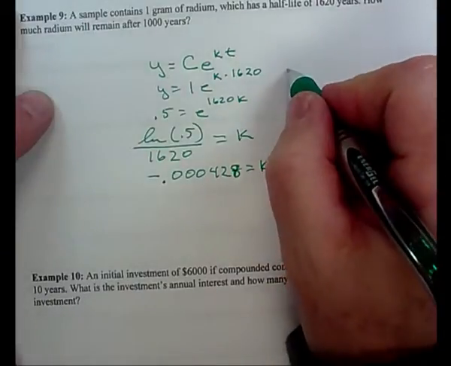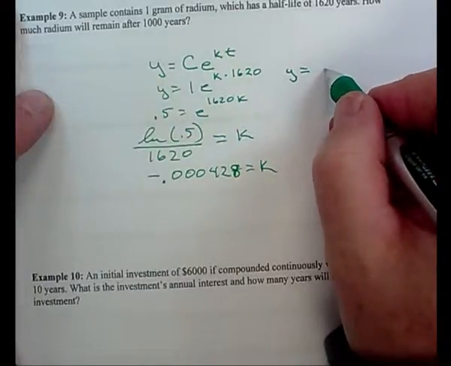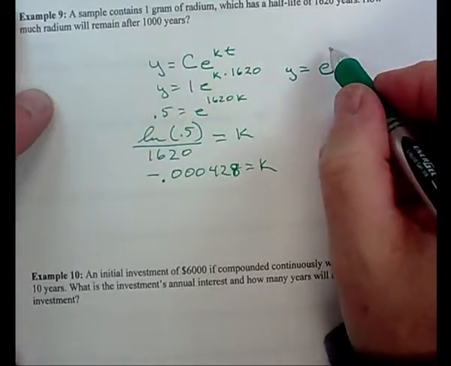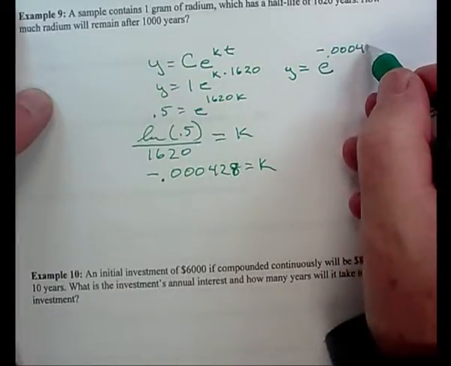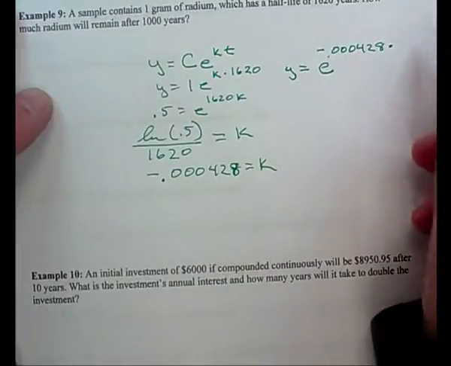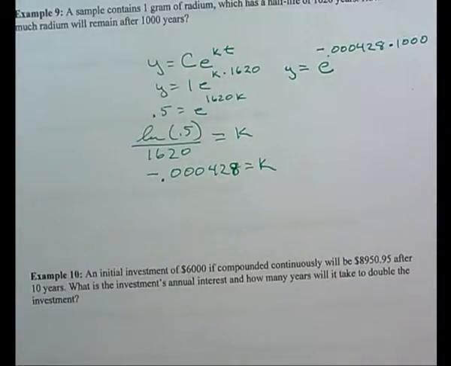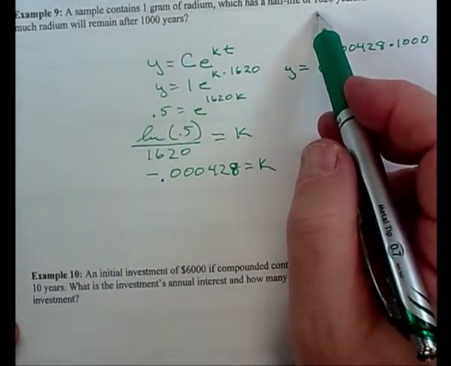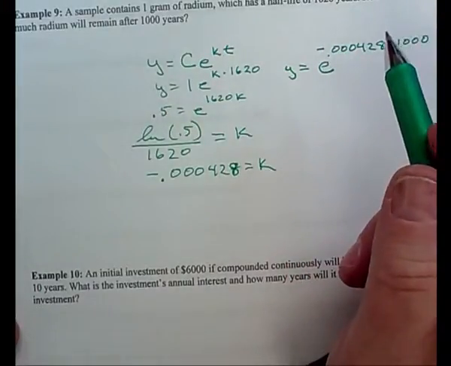So we have y equals 1, I don't have to write it, e to the negative 0.000428, and this time I have time, don't I, Jeremiah? Yeah. So I'm going to put 1,000 in here. I know I better have less than 1. But my guess is I have more than 0.5, wouldn't you? Because I haven't gone my 1,600 years, right? Is that making sense? I kind of think ahead of time so I don't write down numbers.